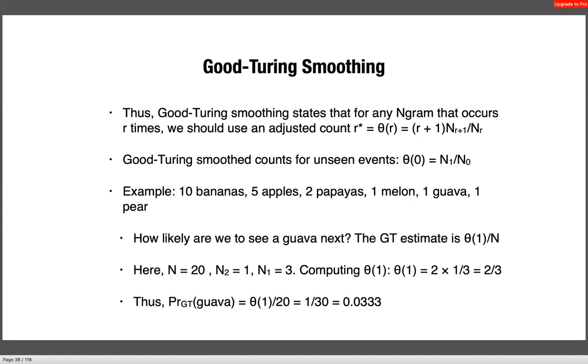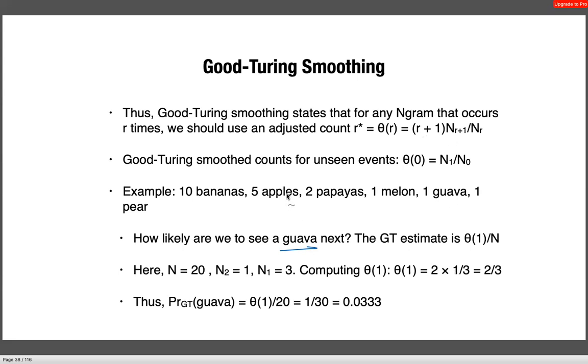So here's a simple example. These are all your observed word tokens. The question is, how likely are you to see guava? So the Good Turing estimate would be theta 1 by n, right? Because I'm looking at guava. I want an adjusted count for guava, which appeared only once. So how do I compute theta 1? Theta 1 we know is 2, which is r plus 1, times n2 by n1, right?